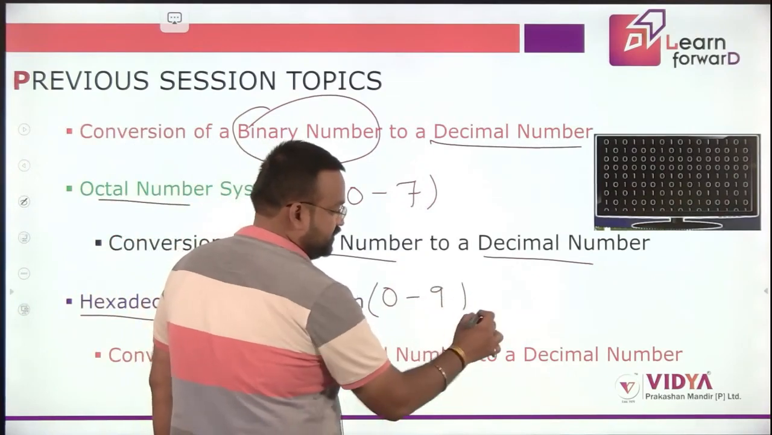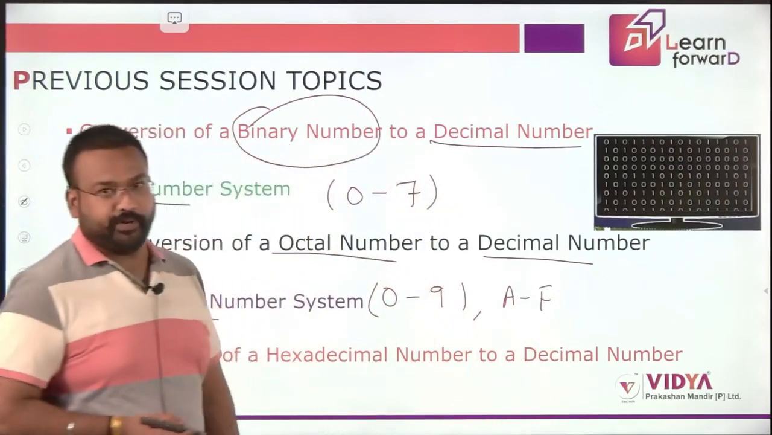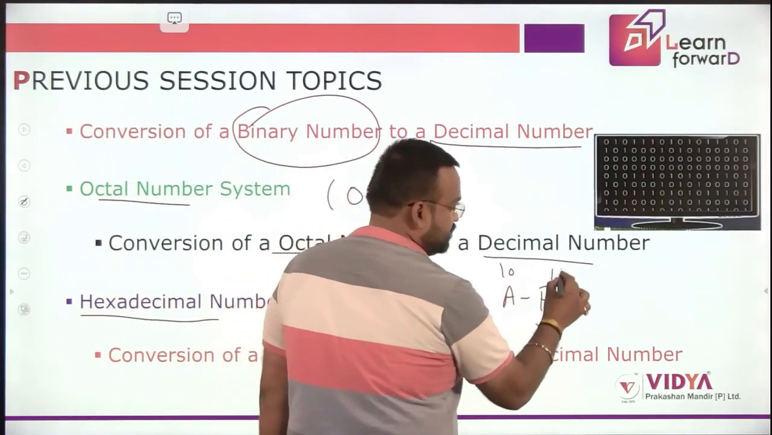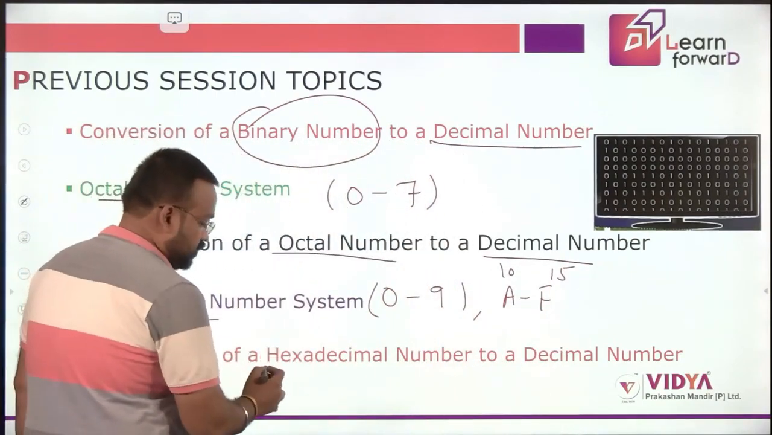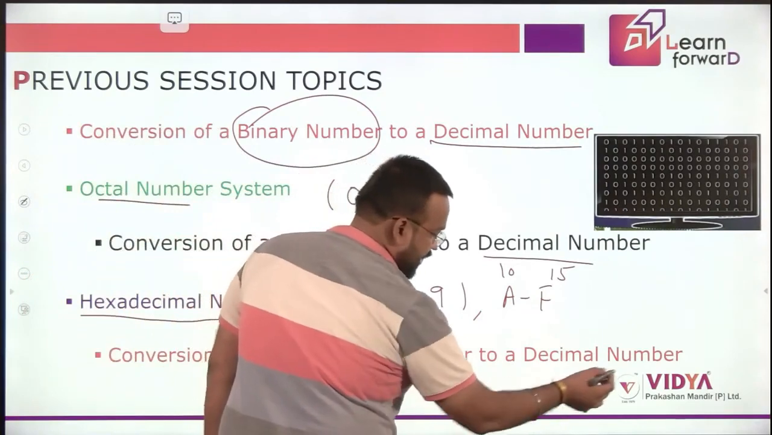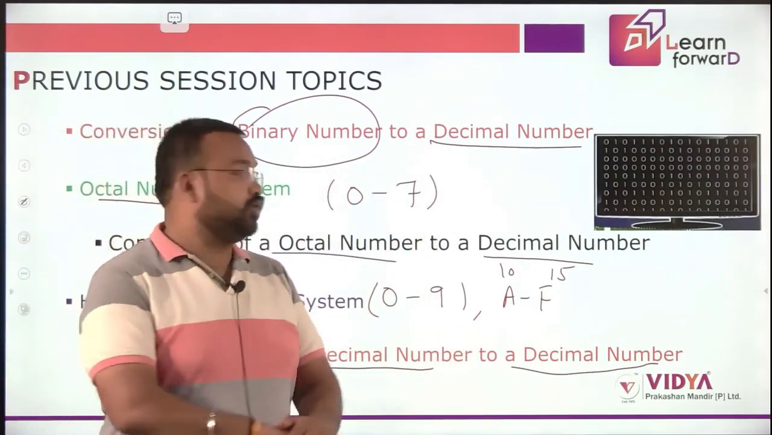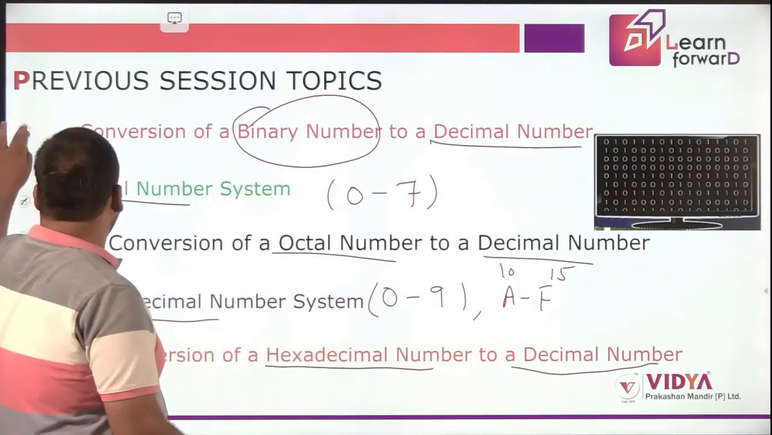9 digits and A to F alphabets, where A represents 10 and F represents 15. And at the last we saw how we can convert a hexadecimal number to a decimal number system. So I hope these topics were clear to you. Let's move on to our today's topic.